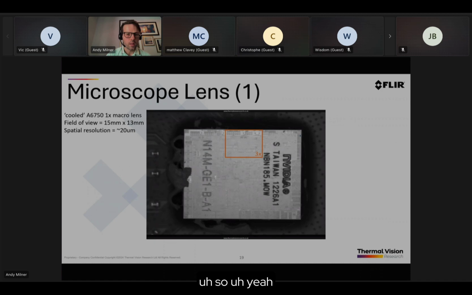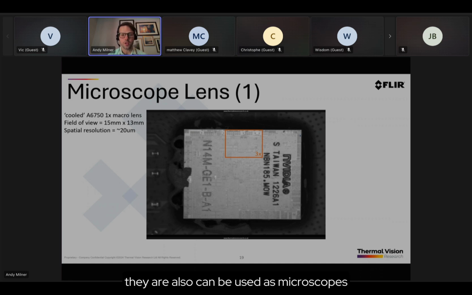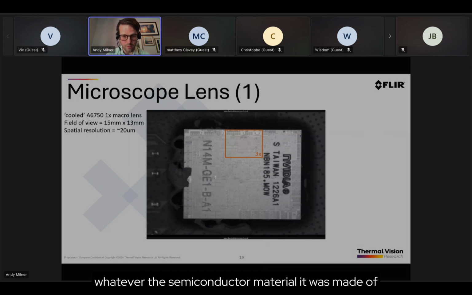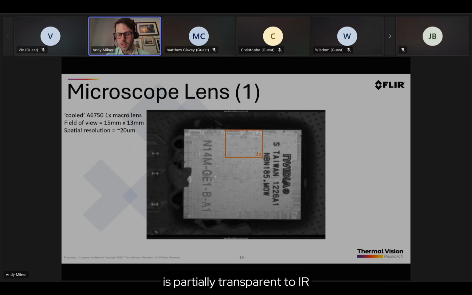So with the PCB stuff, I said there'll be webinars that will go into this in more detail, but people often forget, or maybe don't realise, that although the thermal cameras have normal general purpose lenses, they can also be used as microscopes. So this is a PCB just off an old PC we had, and this microchip. Luckily for us, whatever the semiconductor material it was made of is partially transparent to IR, so we could actually see quite a lot of detail underneath the chip, so with the actual chip die itself.